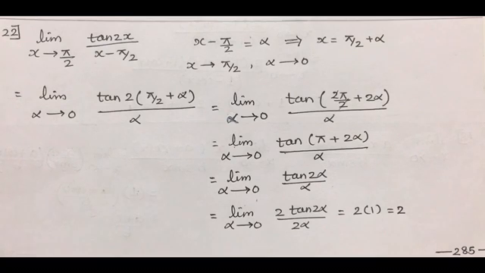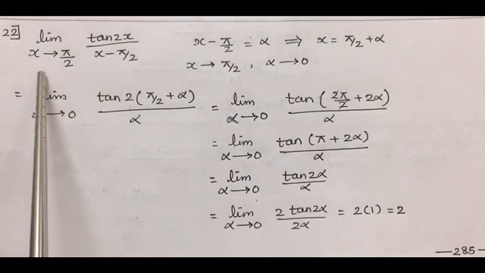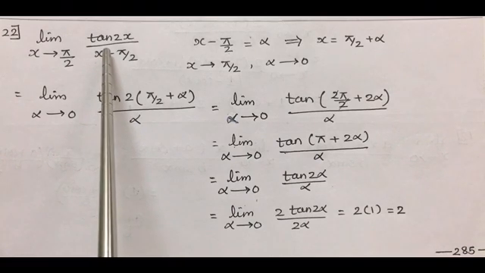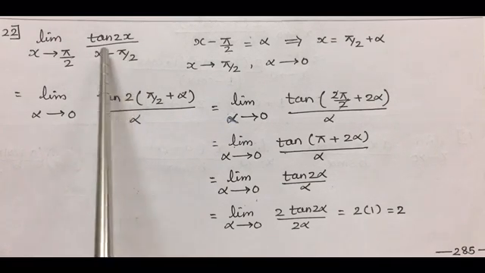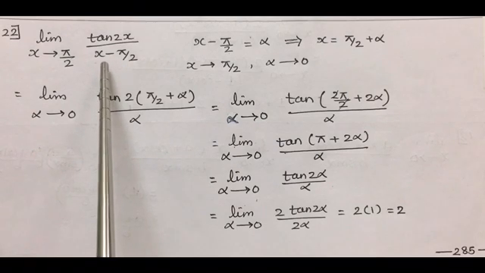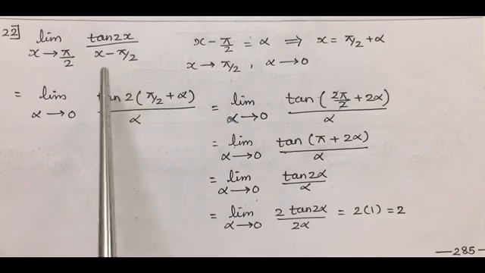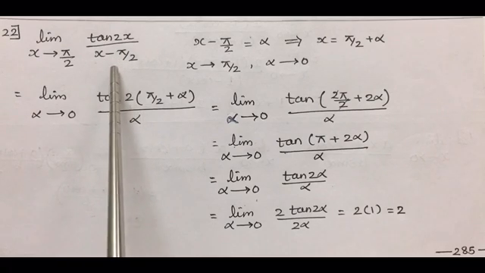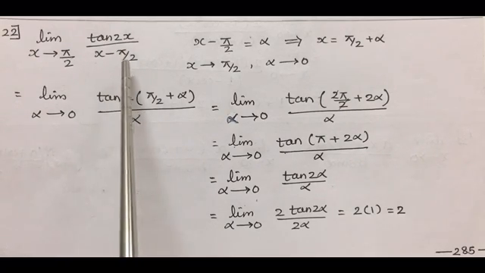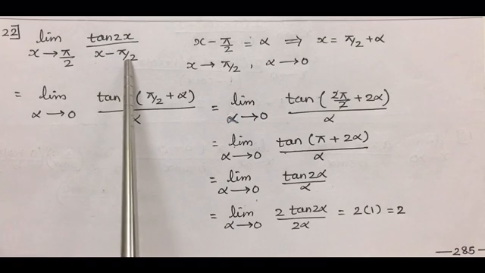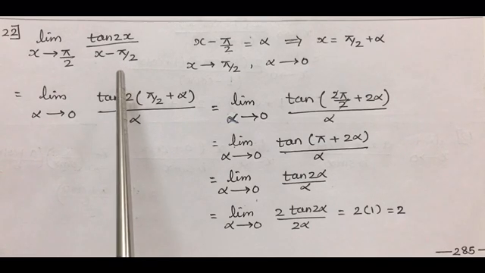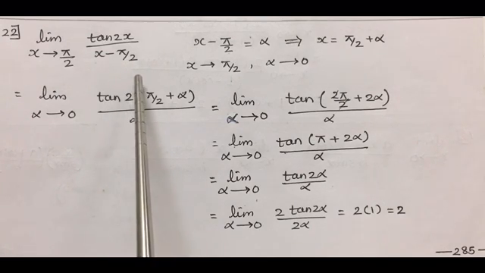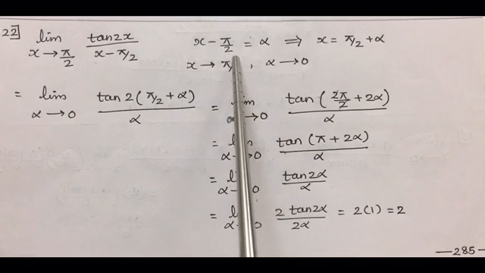22nd example. Given is limit x tends to pi by 2 tan 2x divided by x minus pi by 2. Now whenever we come across pi by 2 minus x, pi minus x, 3 pi by 2 plus x or minus x, 2 pi, that means if the radian measure is there or if it is expressed in terms of pi, then taking up the assumption method becomes easy.